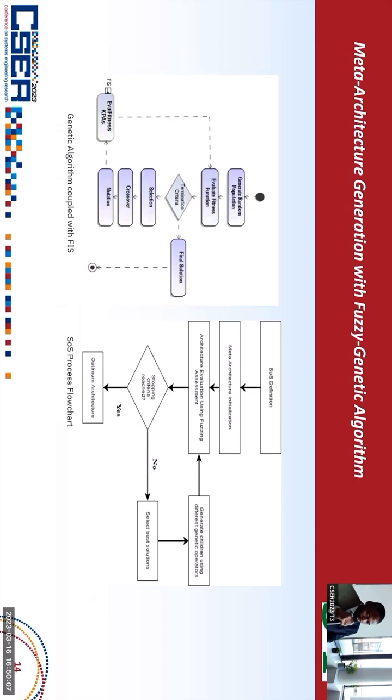So let's quickly go. Now, incorporating my genetic algorithm with FIS and using MATLAB, this is my process flowchart, where I have the definition, the meta architecture, the stopping criteria, and for my optimal architecture to my best solution for my genetic algorithm.